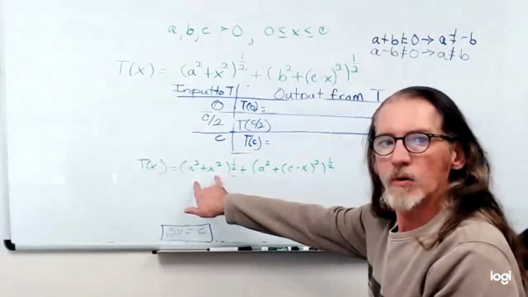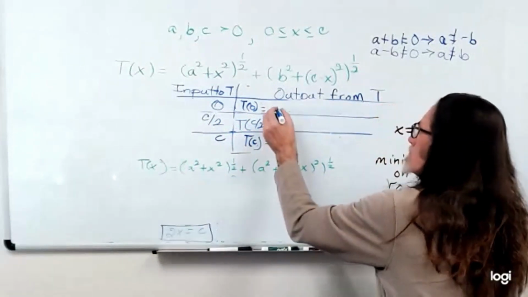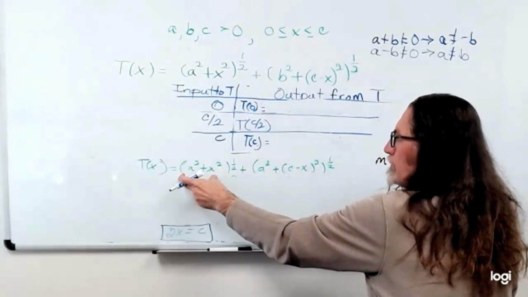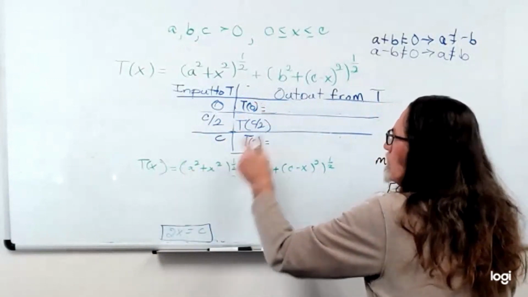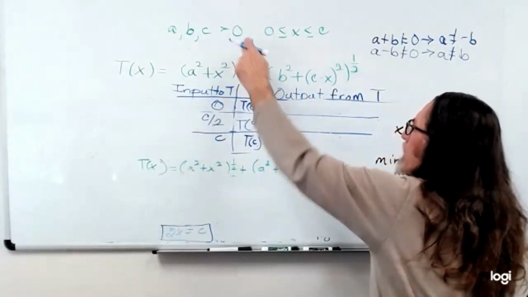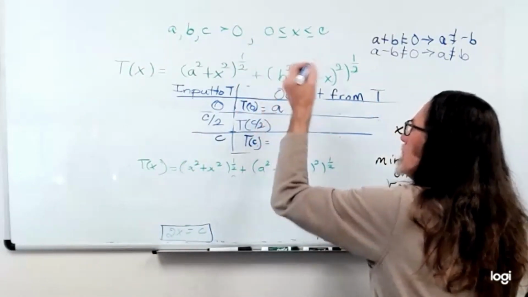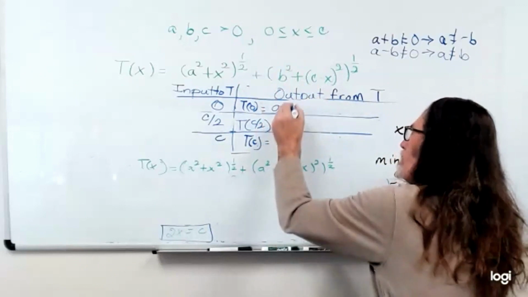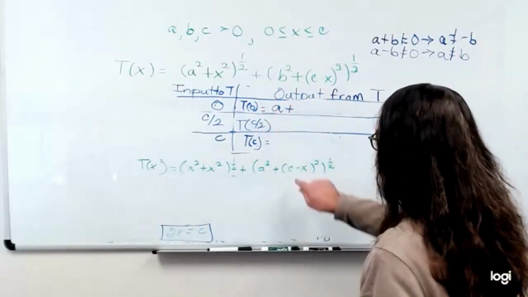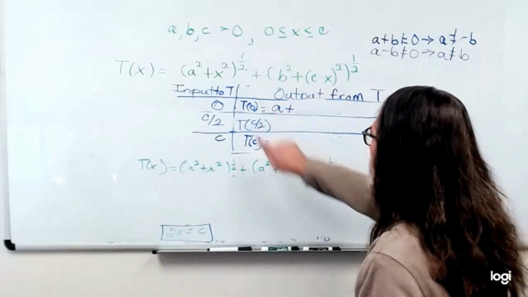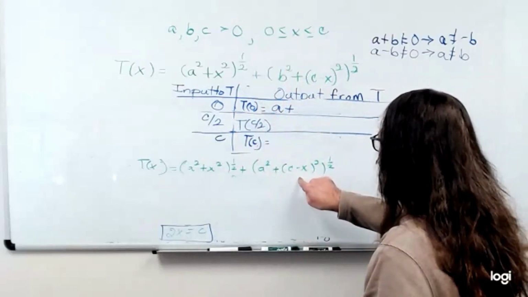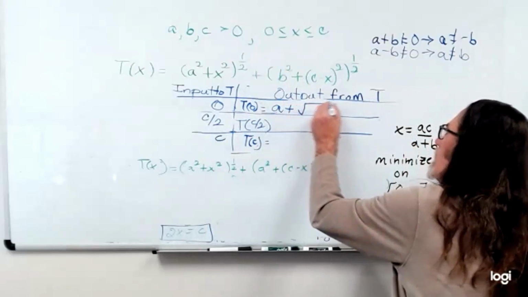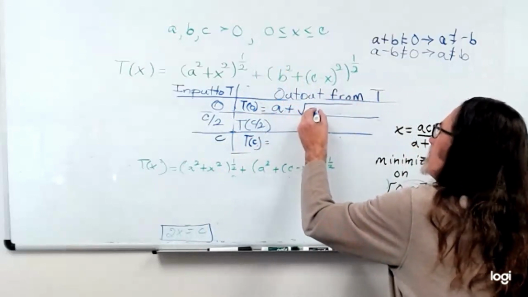We put in 0 to the first. 0 squared is 0. a squared plus 0 is a squared. We've got the square root of a squared, but a is strictly positive, so the square root of a squared is a. Put in 0 here. c minus 0 is c. c squared then. We have the square root of a squared plus c squared.